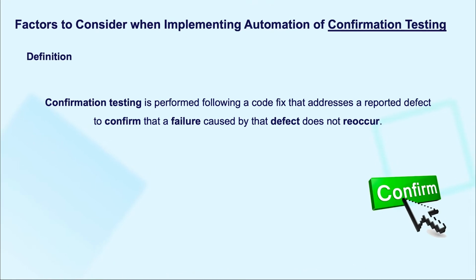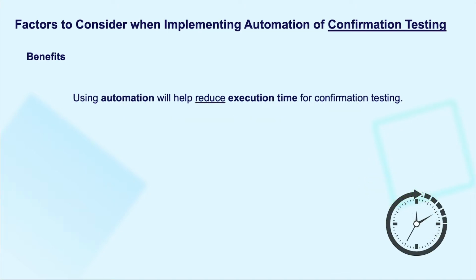Moving forward to the next segment, we'll go deep into which factors to consider when implementing automation of confirmation testing. Confirmation testing is particularly performed following a code fix that addresses reported defects. A tester typically follows necessary steps in confirmation testing to ensure that the defects no longer exist and to prevent their reproduction later. Defects have a way of reintroducing themselves into subsequent releases. Therefore, automation is needed in this case to reduce repetitive execution time for confirmation testing.